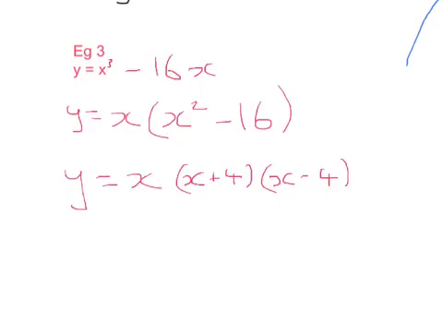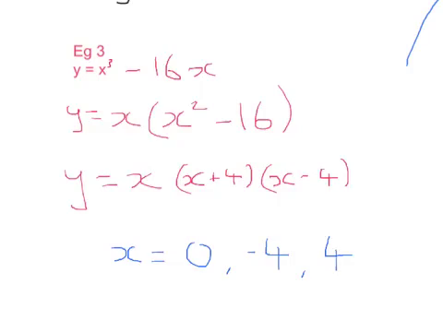So we're going to say x, the solution for this, where y is 0, is going to be x equals 0. For this second one, that's going to be where x equals minus 4. And finally the last one here, to make that bracket 0, that's going to be 4.